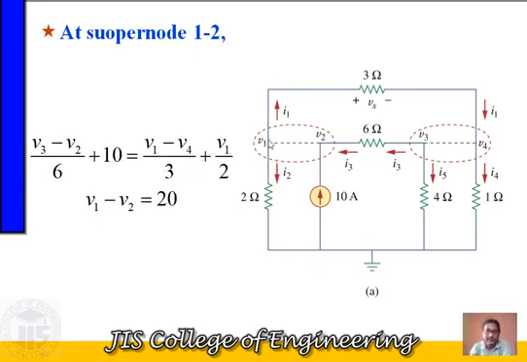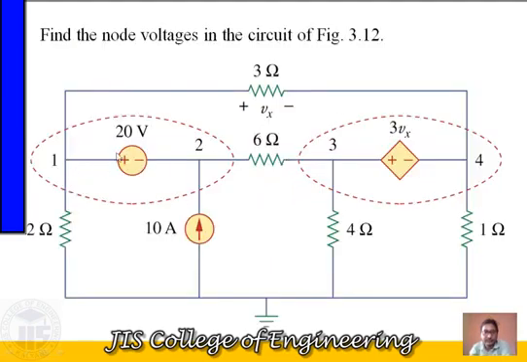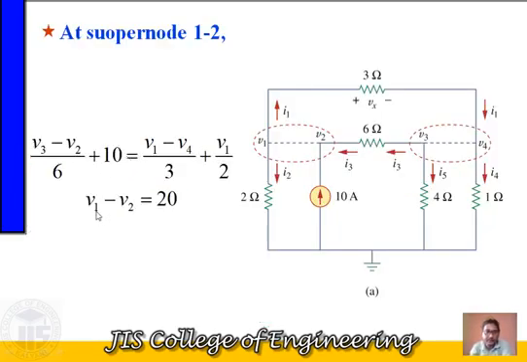Now these are the KCL equations for this super node. Among this super node, the node voltages V1 and V2 are connected by the 20 volt voltage source. So within that super node, V1 minus V2 is equal to plus 20. That's written over here. So this part is complete, and now we have to go for the solution of the other super node portion.